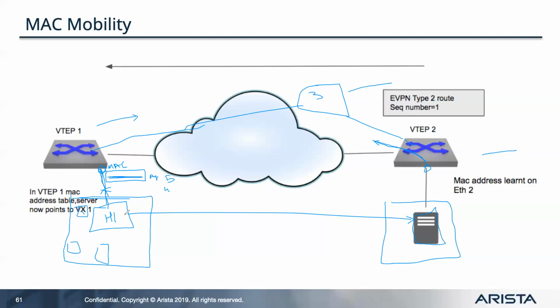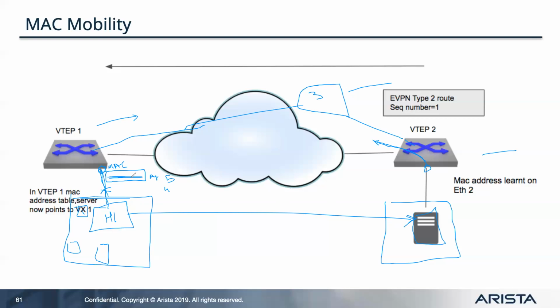Now let's say you are moving H1 to here. What do you think? Will this MAC be there, or will it flush out as soon as you move H1 to here? I think it will be there, and it should flush out when it receives a type 2 route with the updated sequence number. Yes, you are right.